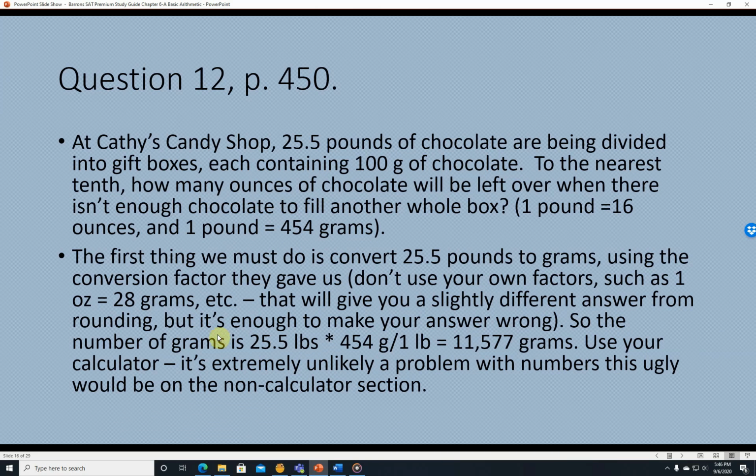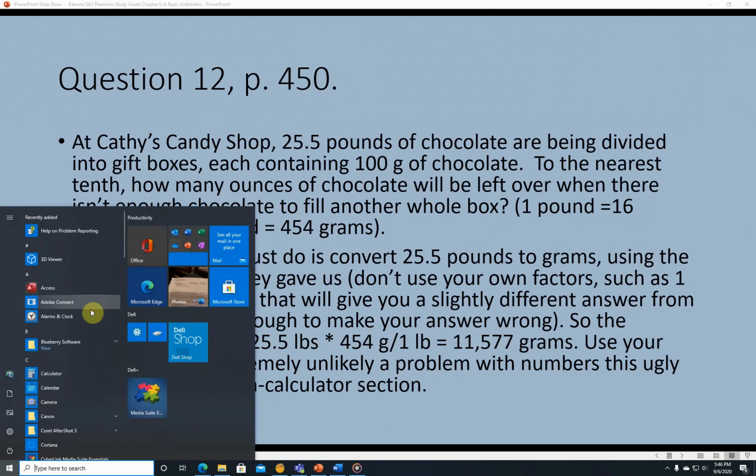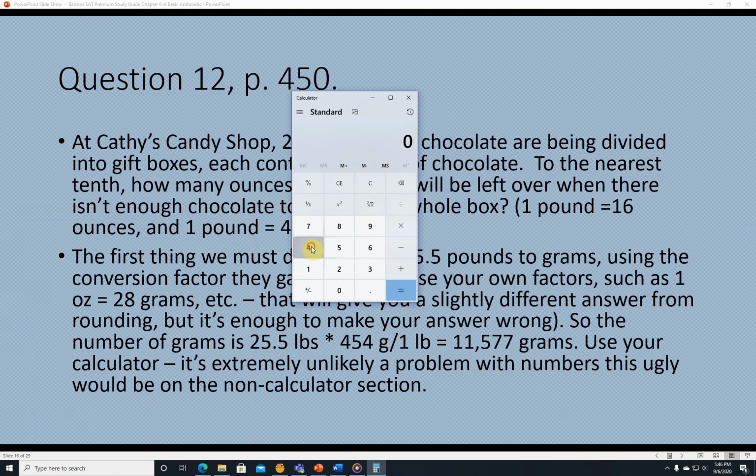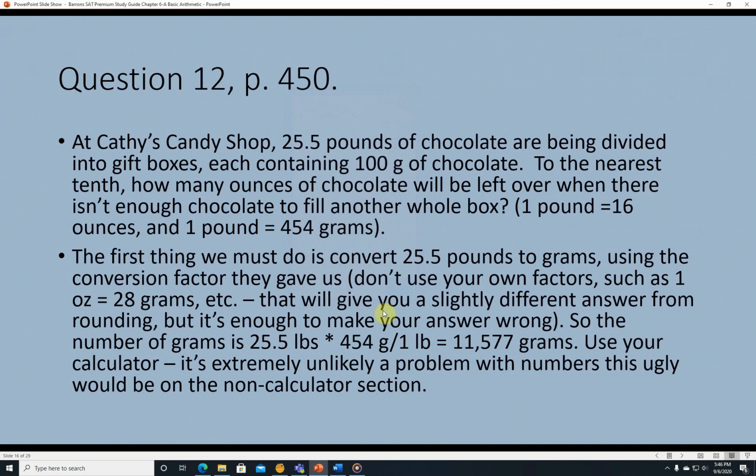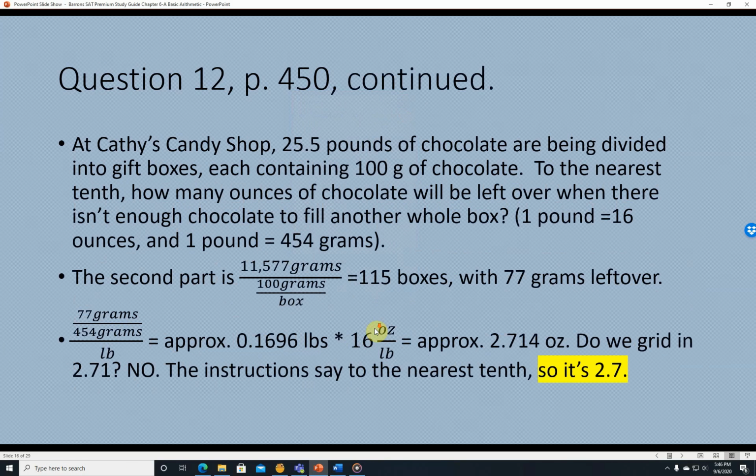So the number of grams is 25.5 pounds times 454 grams per pound, which is equal to 11,577 grams. Use your calculator. It's unlikely that they're going to give you a problem with numbers this ugly on the non-calculator section. So literally, we can get out our calculator and go 454 times 25.5, boom, 11,577.